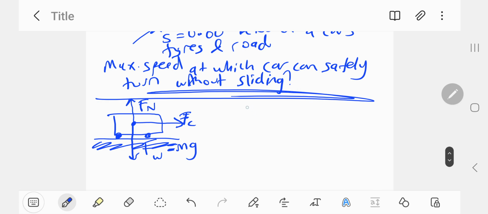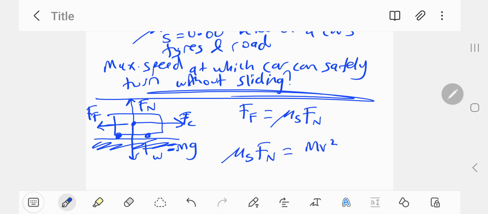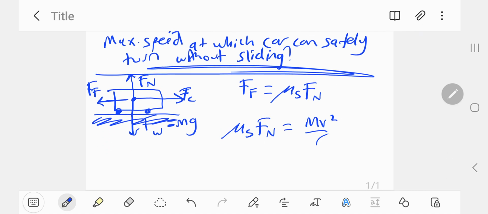Let's take the frictional force. The frictional force, F sub F, is, if you recall from year 11 preliminary physics dynamics, the coefficient of static friction times the normal force, in this case because we're dealing with static friction in the problem. And that opposes, I should say, the centripetal force. So let's set these two things equal, the frictional force and the centripetal force. All I've done is equate them. Now we need to get rid of some of these terms because we're not actually given them in the problem, in this case F sub N.